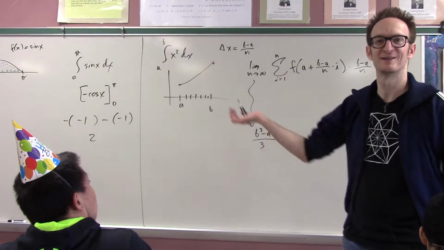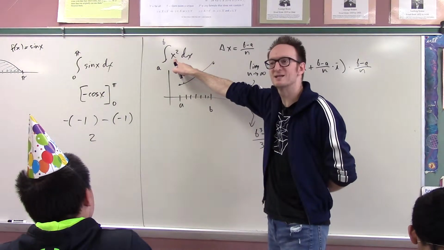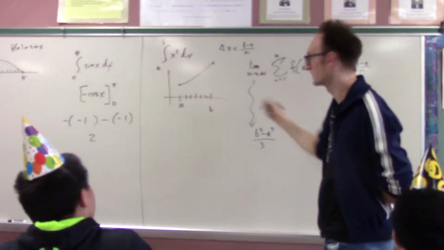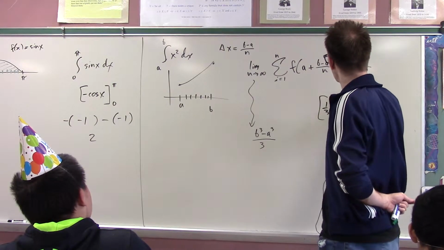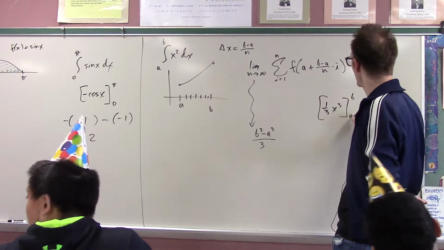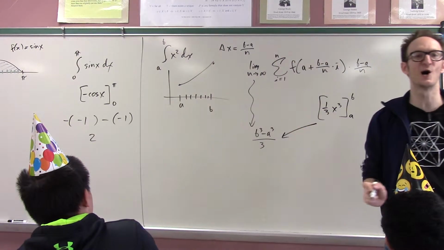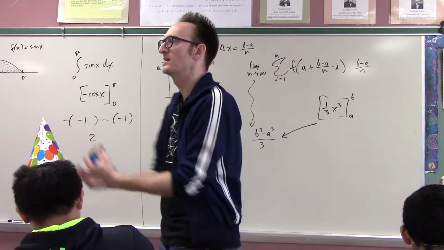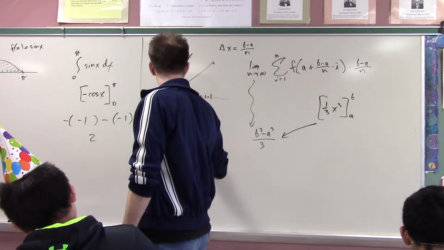But of course, that's just obvious now in retrospect, because what is the most iconic antiderivative of x squared? It's just 1/3 x cubed. And so the answer to this problem is just 1/3 x cubed evaluated at b and a. Answer: b cubed minus a cubed over 3. Whoa!